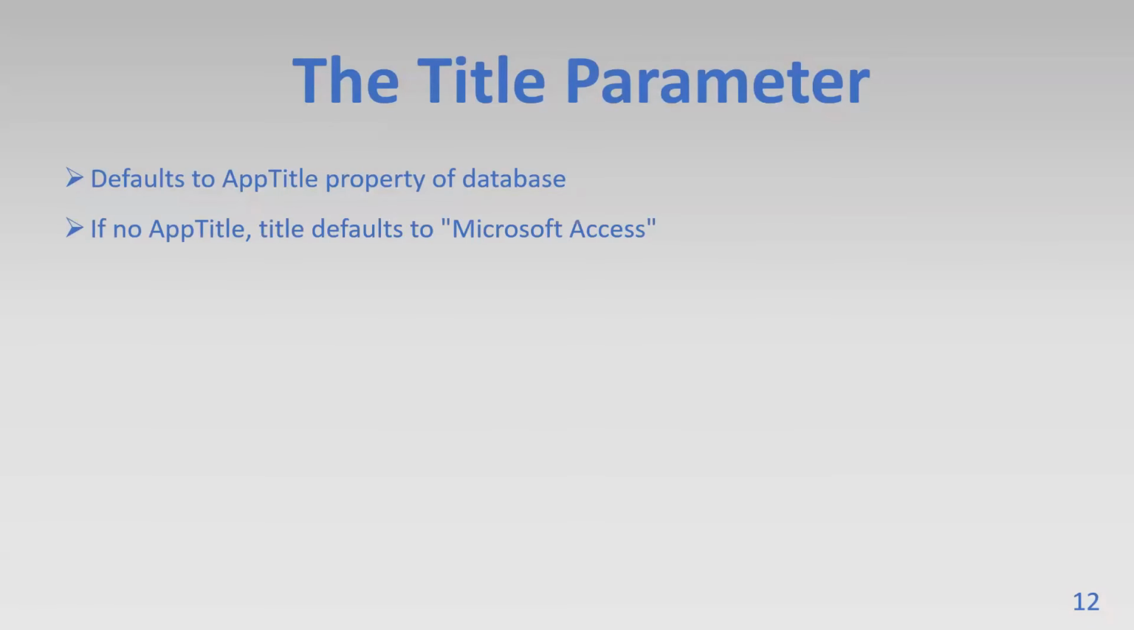The title parameter. If you remember my original message box replacement function, the whole purpose of it was because I was too lazy to put the title parameter in every single message box call that I do. I can never be bothered to put that in. So by defaulting it in my override, I know that it's always going to come up with the database name. It uses the app title property of the database, which is set in the options for the current database. If that's not set, it uses the words Microsoft Access. This is exactly the same behavior that Microsoft Access itself uses, so by doing that I've mimicked the Access behavior for the title.